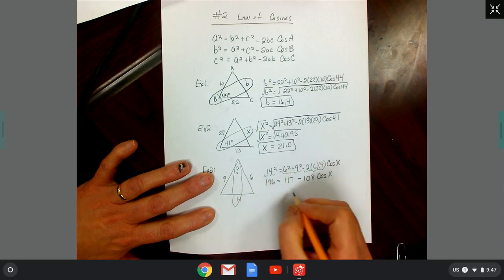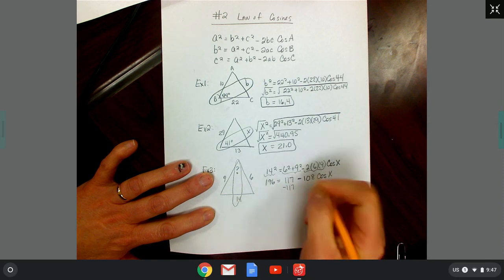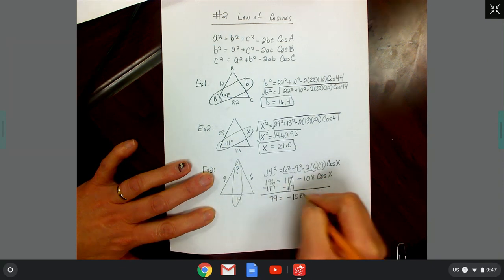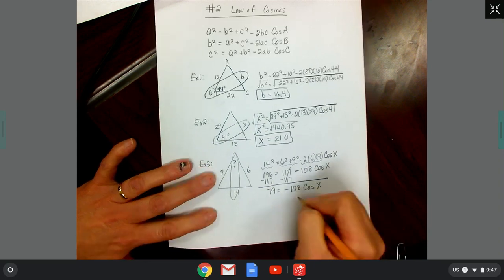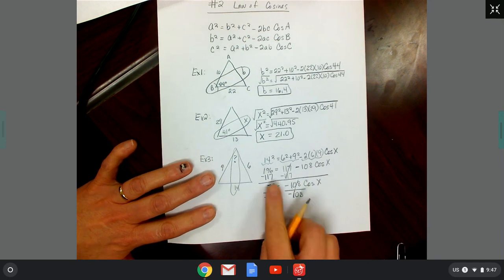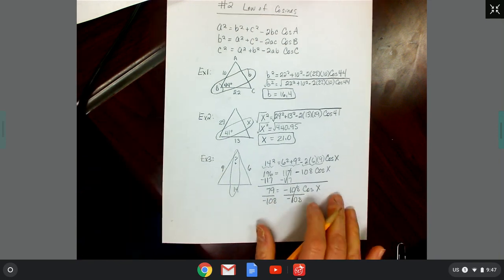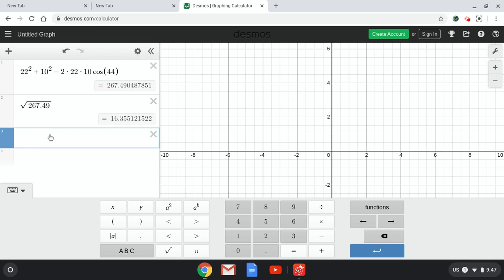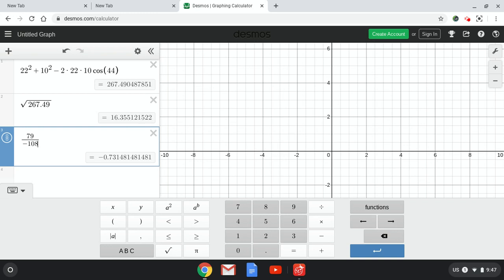Okay, then my next step in solving this is subtract 117 to both sides. And I get 79 equals negative 108 cosine x. I divide by negative 108. Okay, then on Desmos, 79 divided by 108. I'll go on back because I have to inverse cosine that. Okay, so 79 divided by negative 108 is negative 0.731 equals cosine x.